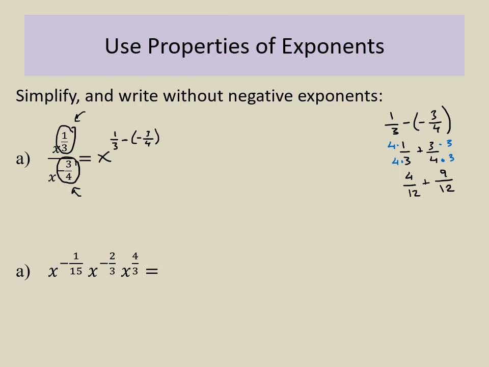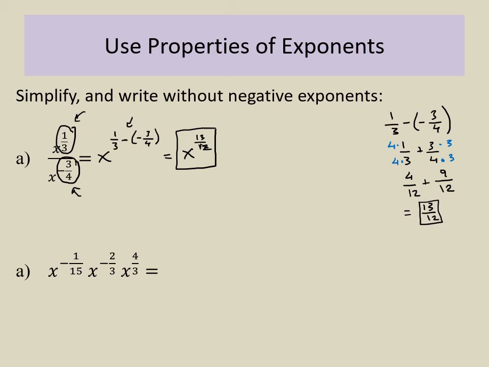Adding these two together, what do we get? 4 plus 9 is 13. So we get 13 over 12. And that's what this exponent is going to be. So we're going to write this as x to the power of 13 over 12. And that's all we're asked to do. We're asked to write it without negative exponent.